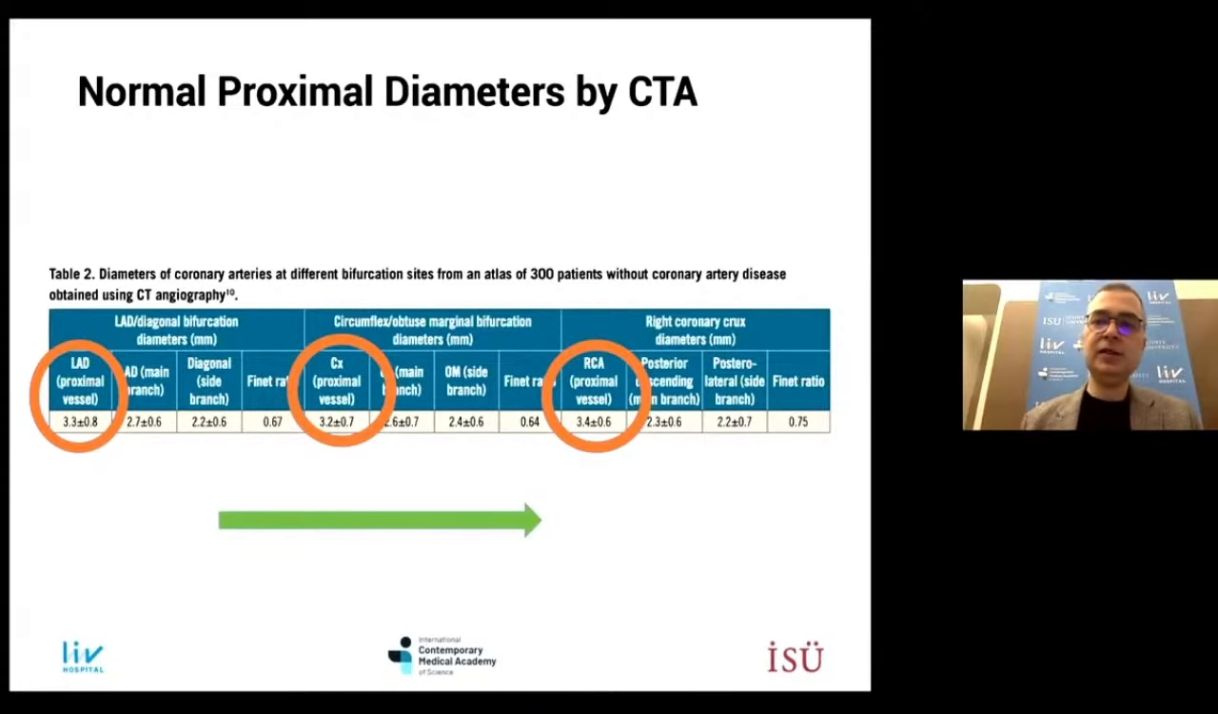These numbers are important because when you want to achieve good results in bifurcation lesions, you have to be aware of the healthy diameters, because when the patient comes with diffuse coronary artery disease, of course, you may make the mistake of underestimating the diameters. And in case you prefer a smaller size stent, of course, the under-expansion of the stent will cause you further problems like restenosis or stent thrombosis.